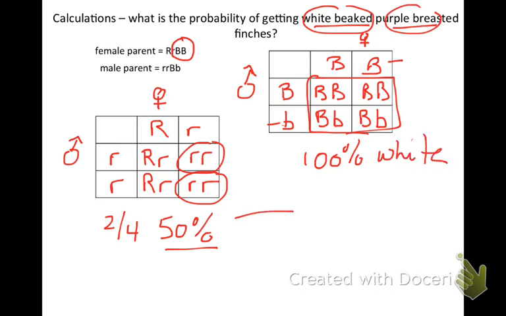And if we multiply those two to find out how many white-beaked purple-breasted finches we are going to get out of this cross, again it's 50%. So this is a mathematical way to break down a more complex Punnett square.